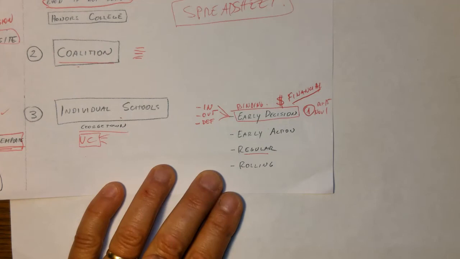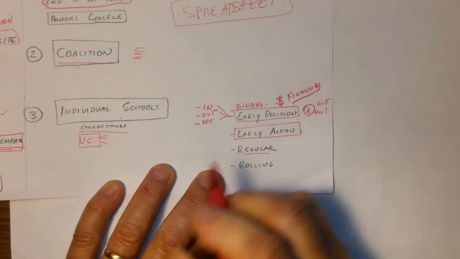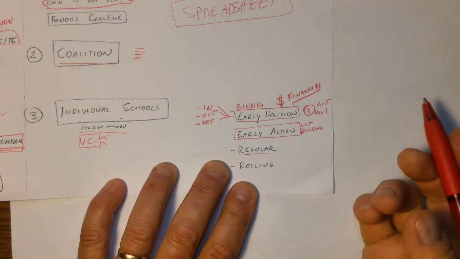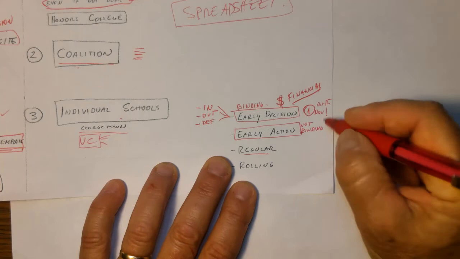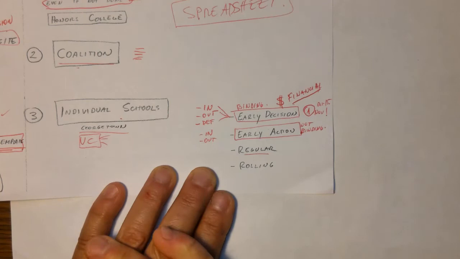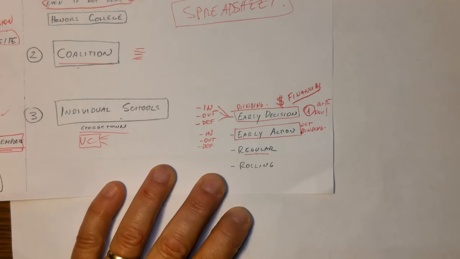Then you have what is called early action. This is not binding, and you can apply to as many schools as you want. And the deal with early action is that the deadlines again are either October 15 or November 1st. So you are going to find out very soon if you are accepted or whatever. What are the options here? You are accepted, you are in, you are totally rejected, you are out, or you are deferred to the regular pool of applicants.